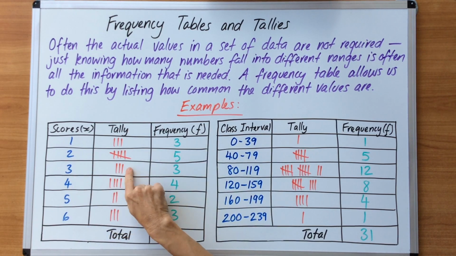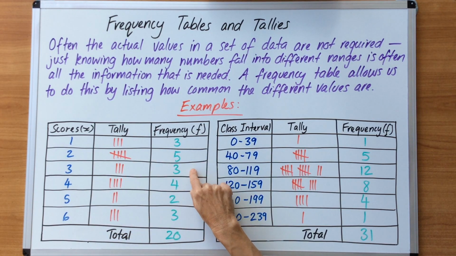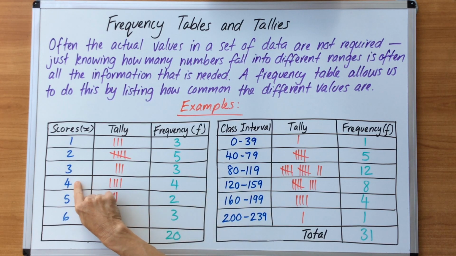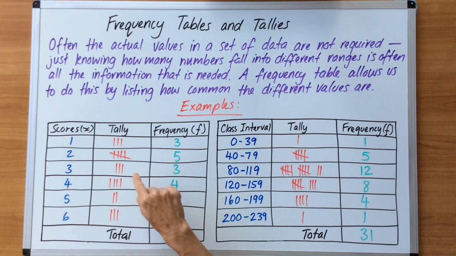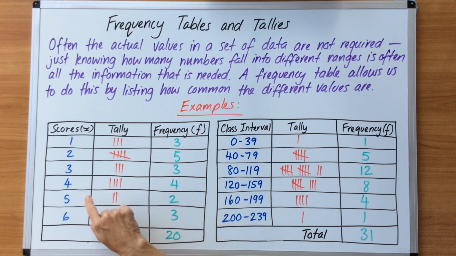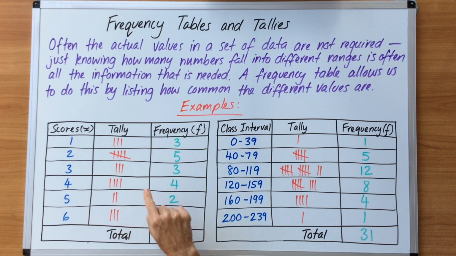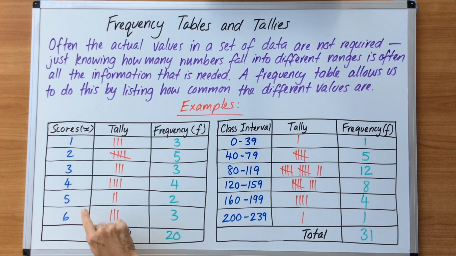The number 3 appeared 3 times in our tally, we write the number 3 as a digit. The number 4 appeared 4 times, we write the number 4 as a digit. The number 5 appeared 2 times, we write the number 2 as a digit. And finally, number 6, it appeared 3 times, we write the number 3 as a digit, and then we tally up and get the answer of 20.